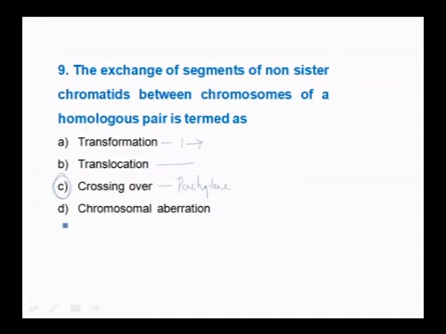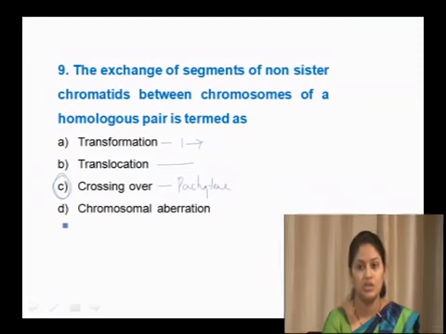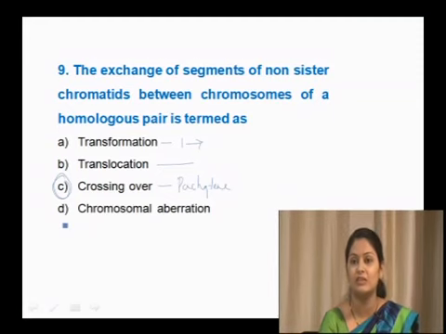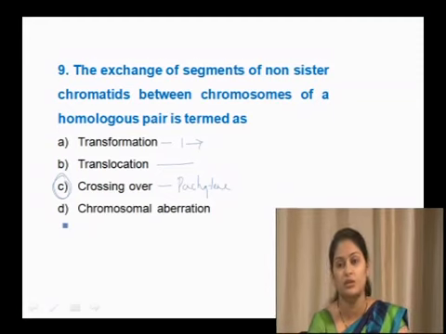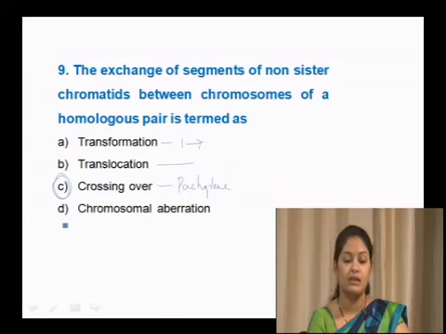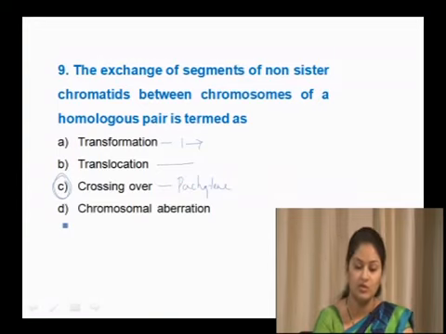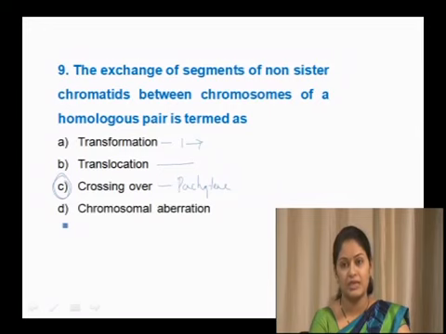Option D is chromosomal aberration. This is also a kind of mutation or chromosomal disorder which will either delete the part of chromosome or any other processes will occur which lead to problems in the working of the cell, thereby the working of the organism. So the answer for 9th question is crossing over, which means the exchange of chromatids.